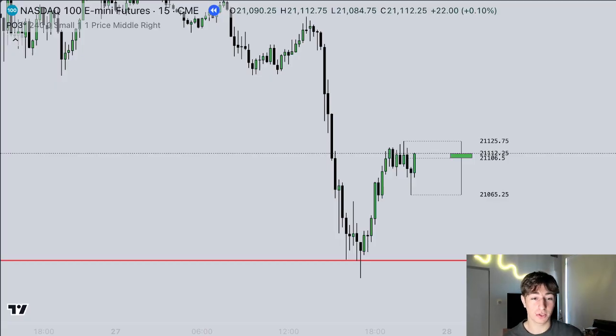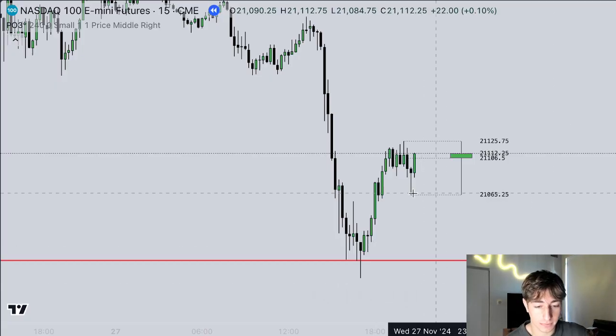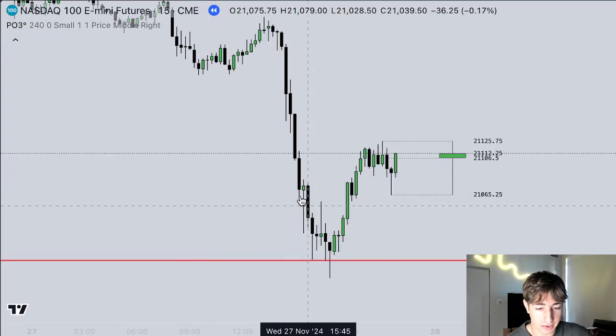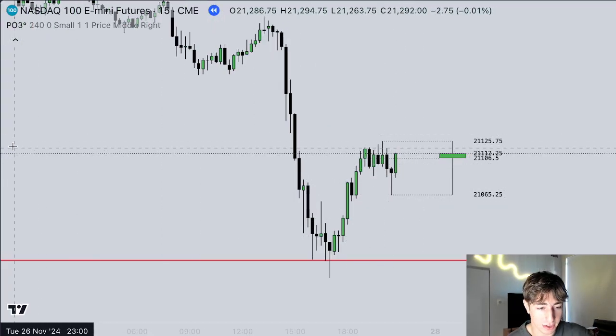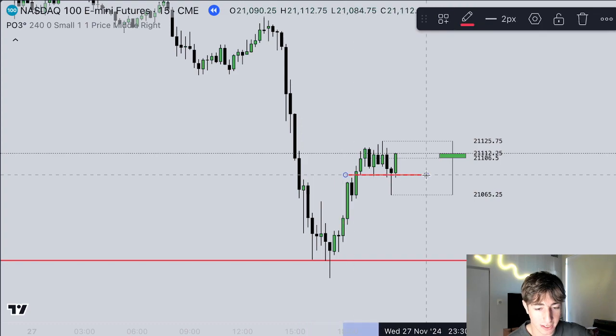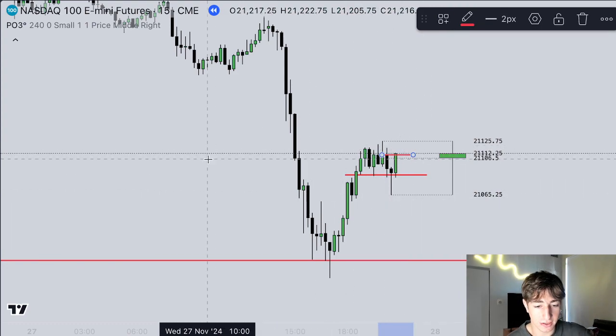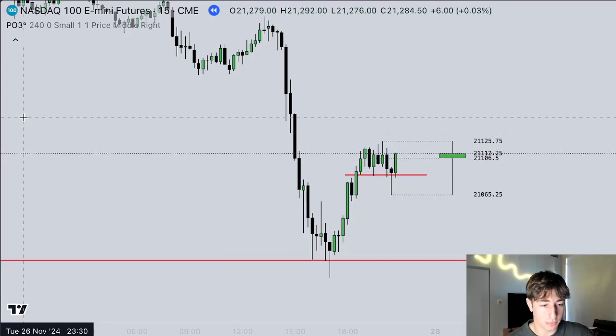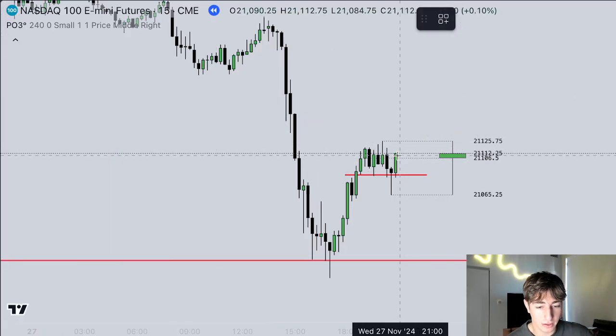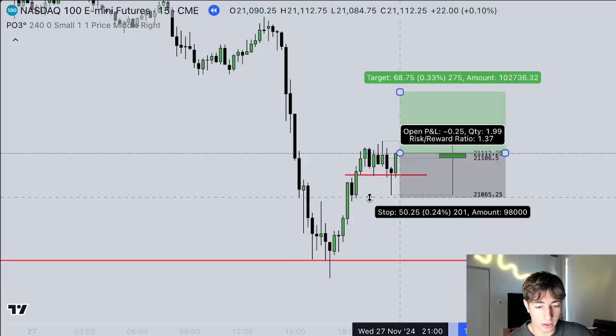Majority of the time, you're also going to get that expansion. But again, right here, we can see accumulation, manipulation. We tapped into that internal 15-minute gap and respected it, and then boom, change in state of delivery right there. Also ties in with our time-based PO3. This is a point where I would go long.